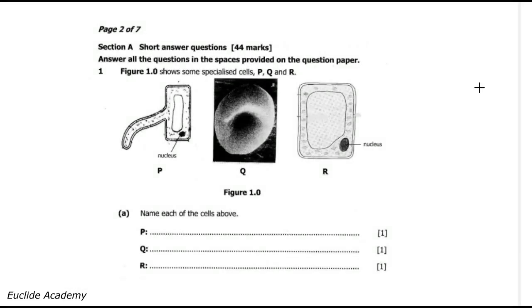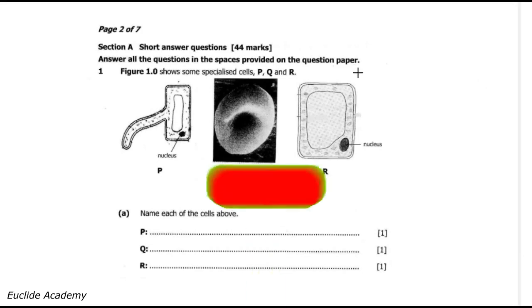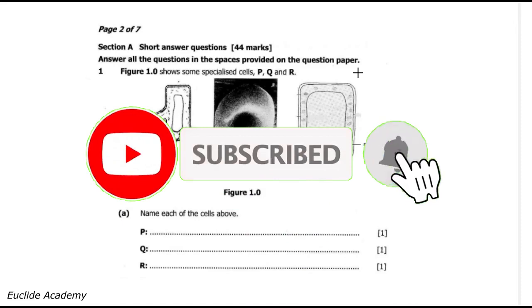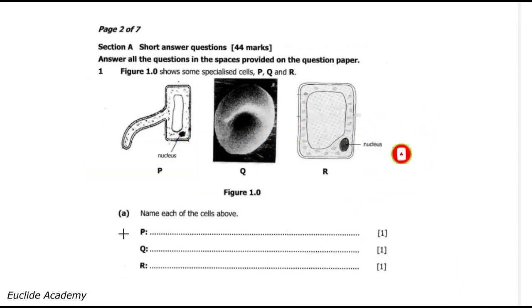Question number 1. Answer all the questions in the spaces provided on the question paper. Figure 1.1 shows some specialized cells, P, Q, and R. Name each of the cells above. Question number 1 is probably on cells most of the time, so make sure you get these questions right, because they're the easiest ones to get the marks from.